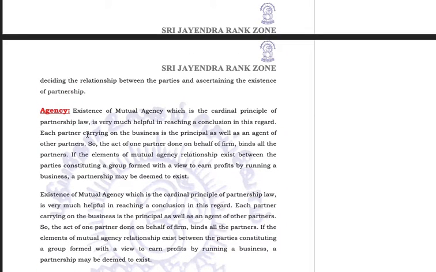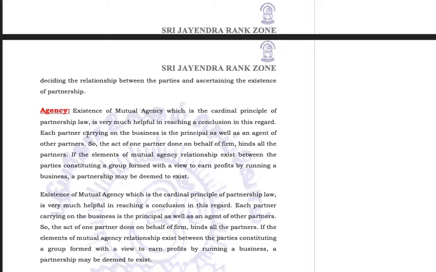Existence of mutual agency, which is the cardinal principle of partnership law, is very much helpful in reaching a conclusion in this regard. Each partner carrying on the business is the principal as well as an agent of the other partner, like we have discussed. So the act of one partner done on behalf of the firm binds all the partners, because the firm has no individual face. What is the face of the firm? All the partners are the face of the firm. The firm has no individual face. So when you bind the firm, you bind all the partners.